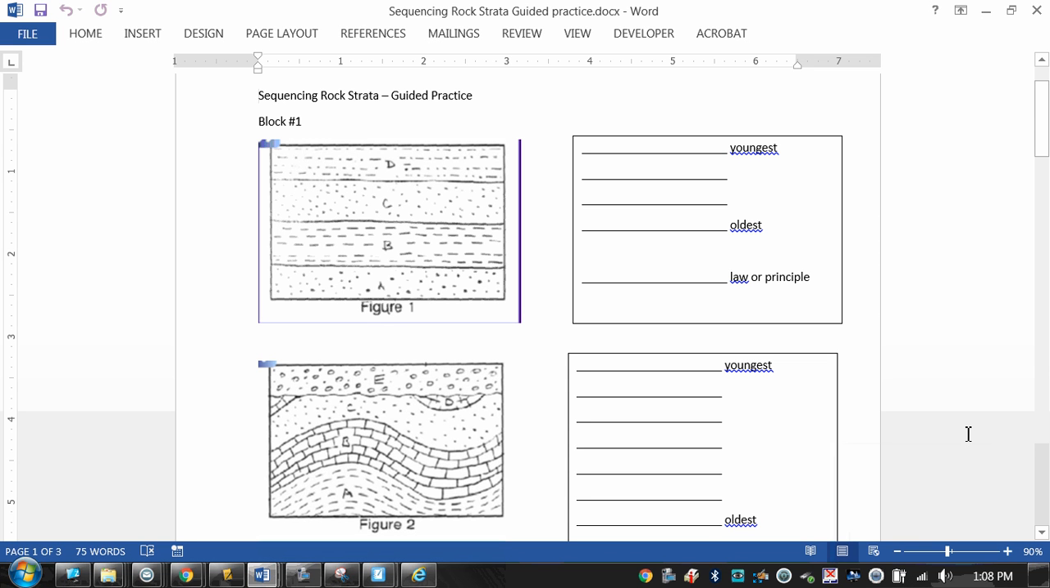Prior to starting your lab, I wanted to go through some guided practice with you just to make sure that you understand how to sequence your rock layers. Remember, we're going to talk about our different laws and principles. We're going to start out with some relatively easy blocks, and then we'll go into some more complicated blocks.